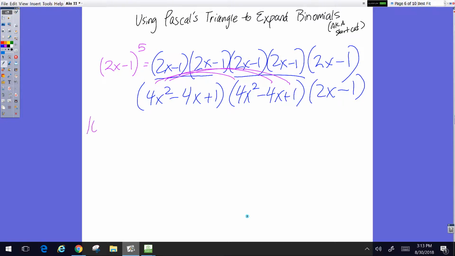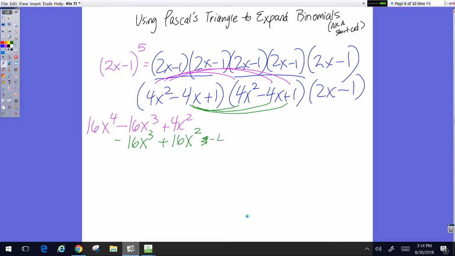And when I do, I get 16x to the 4th minus 16x cubed and then plus 4x squared. Then I have to distribute this through. And when I do that, I get negative 16x cubed, and then I get positive 16x squared, and then I get, nope, it's negative 4x. And then I would have to do the last one, the 1 all the way through. And so I get 4x squared minus 4x plus 1. And then I have to add all the like terms.